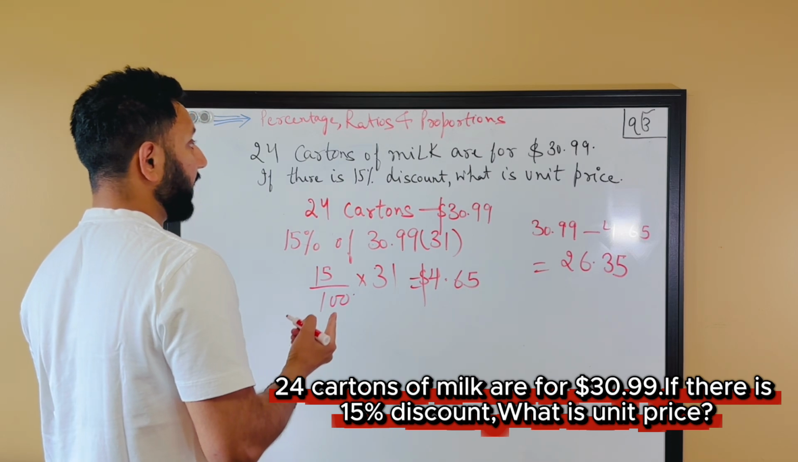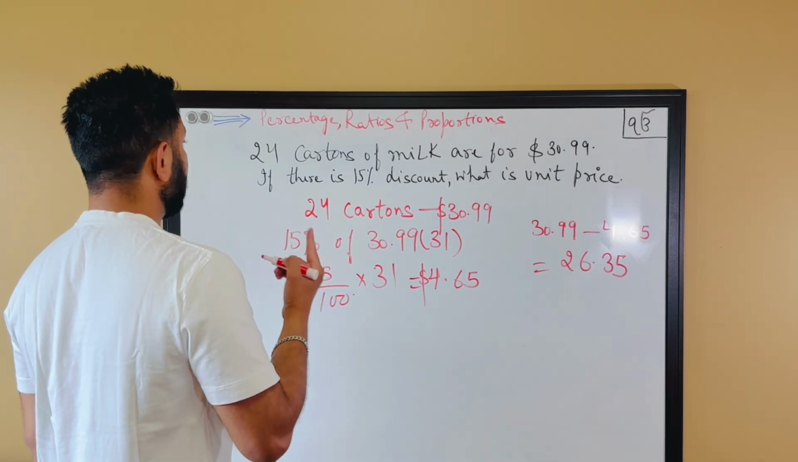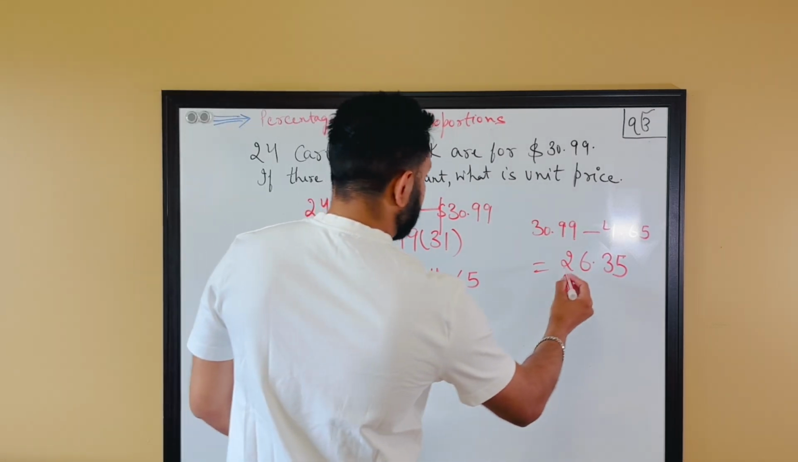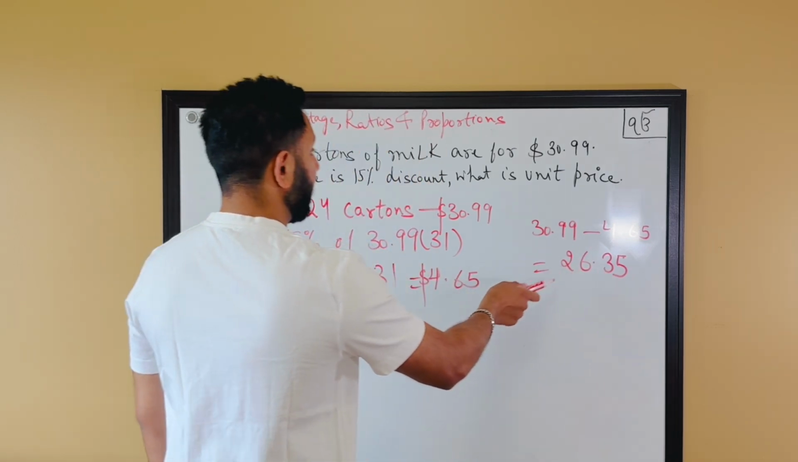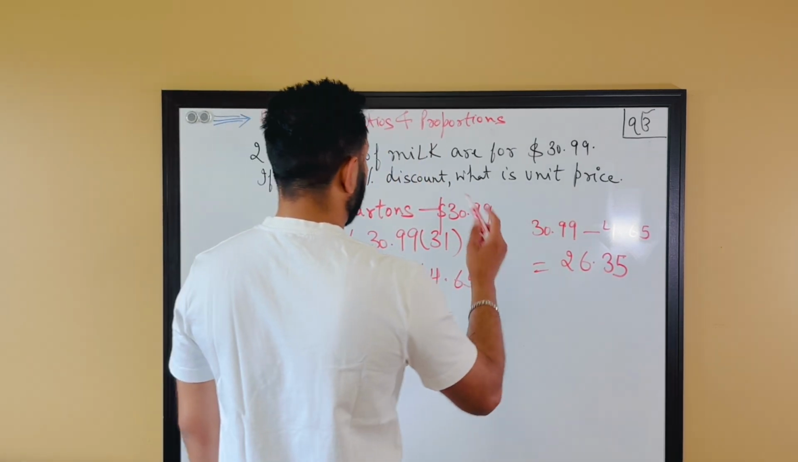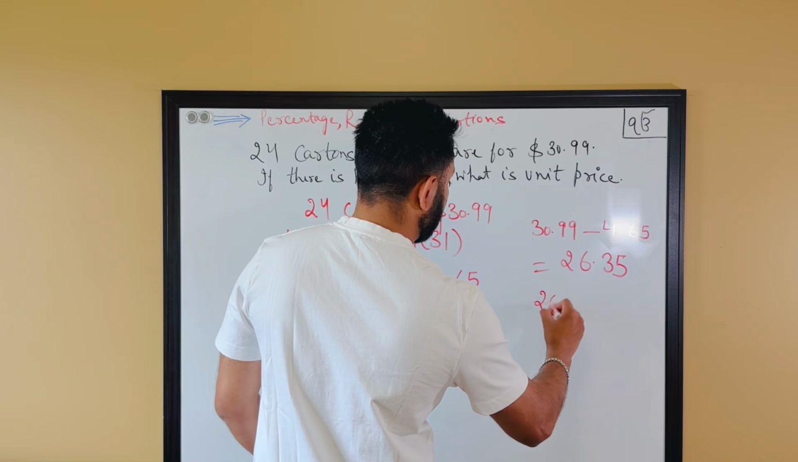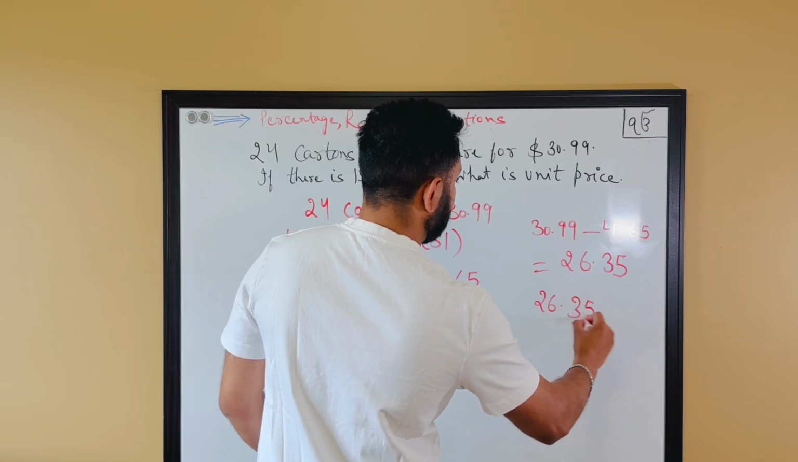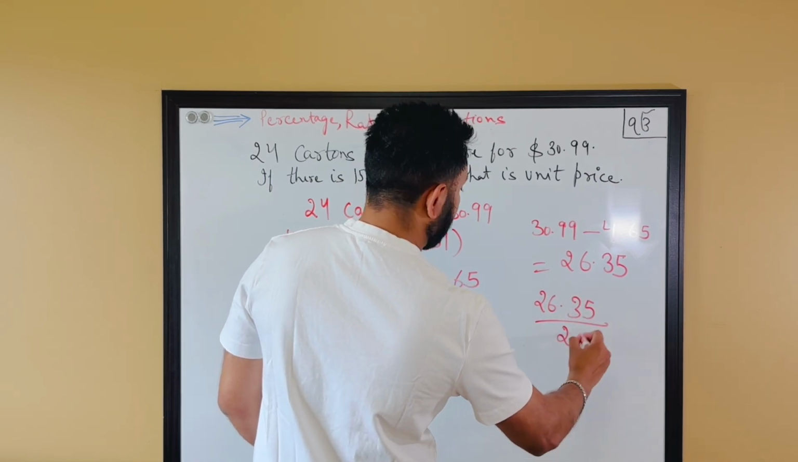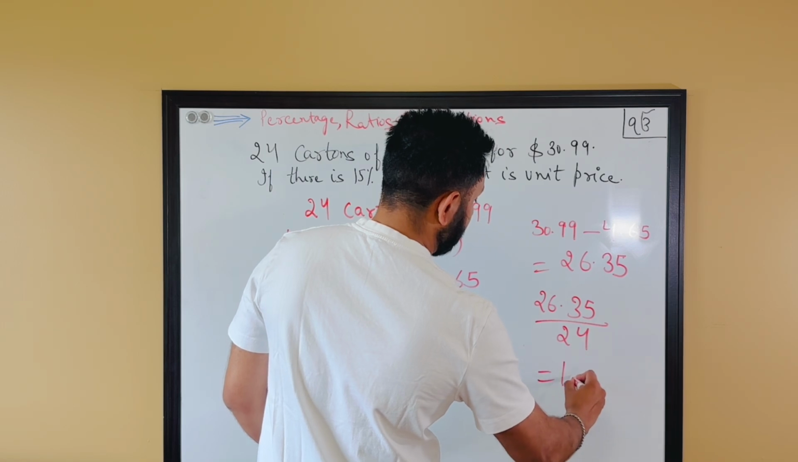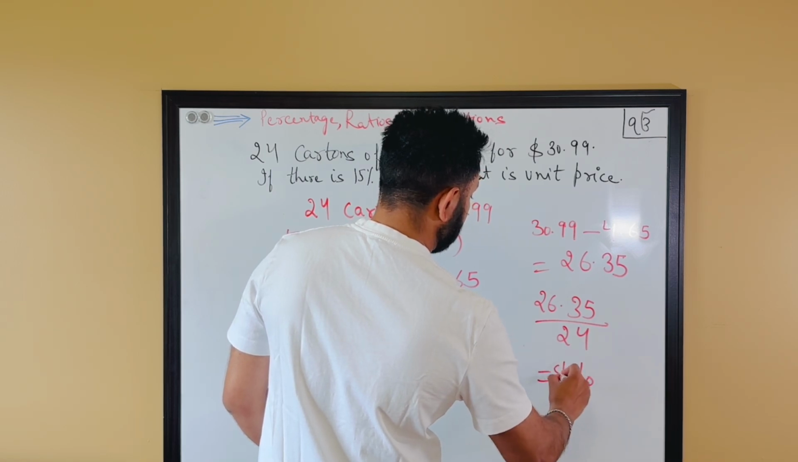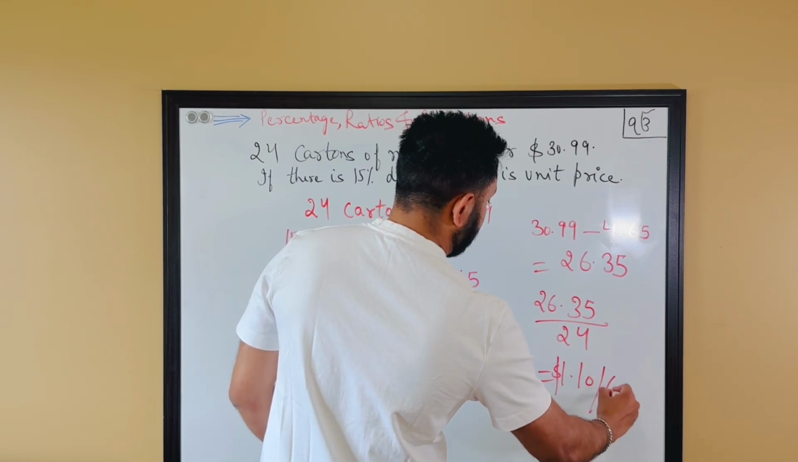But what we need to find out is the price of one carton. So if this is the price of 24 cartons, the price of one carton will be 26 divided by 24, that comes out to be $1.10 per carton.